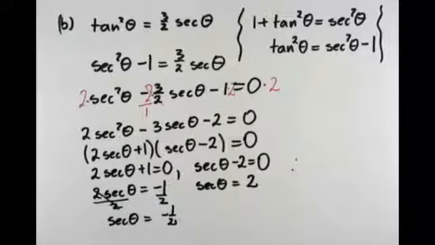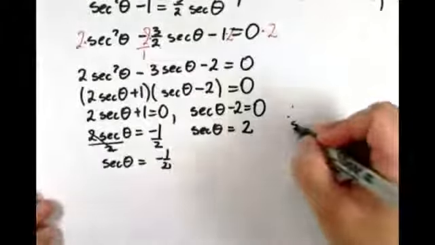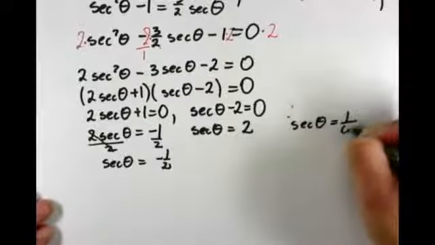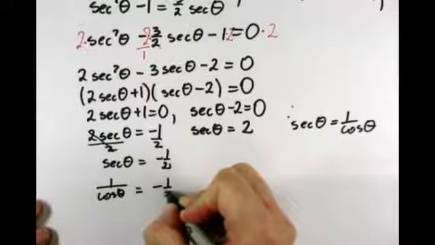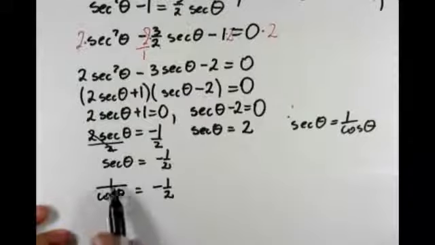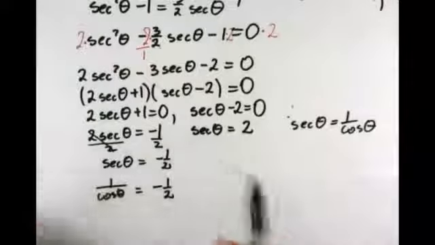If I would like to check my reference angle, I don't have secant theta, so we do need to change secant to sine or cosine. And we know that secant is nothing else but 1 over cos. So I'm going to substitute 1 over cos theta is equal to minus 1/2. And now to solve for cos, you can either cross-multiply and solve it for cos, or you can just flip both fractions at the same time.